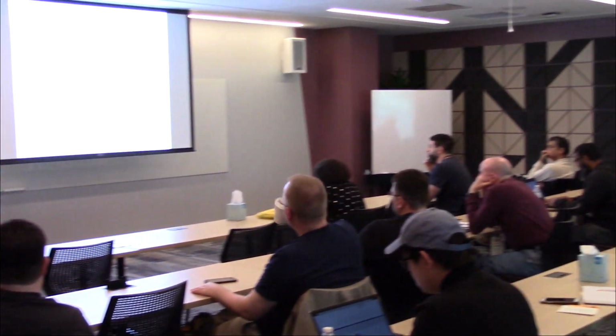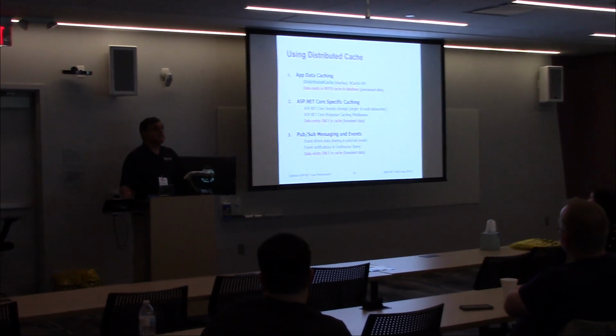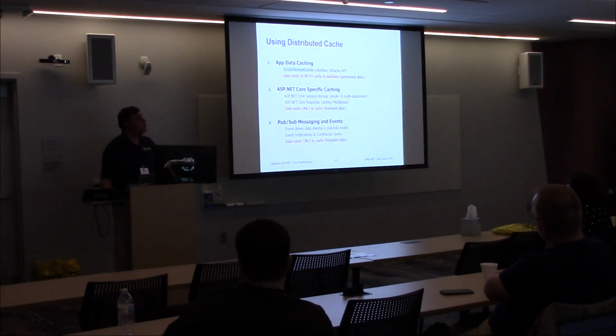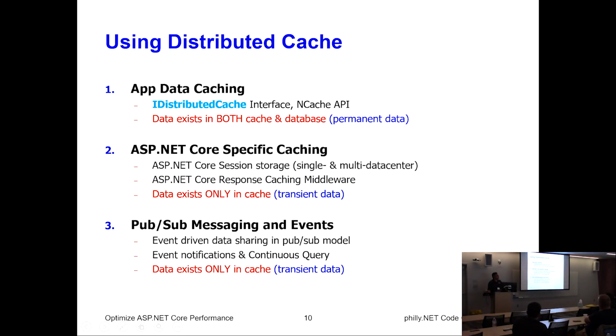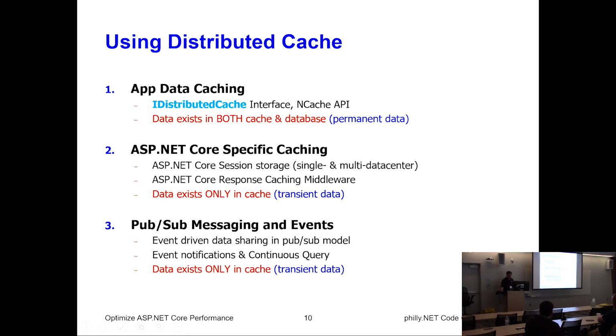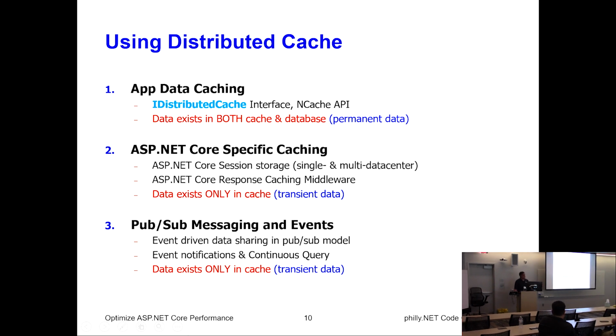And I'll go into a little bit more detail on these, but I'm just giving you an overview. The third use case is something that a lot of people don't know about, which is that you can do pub/sub messaging and events with a distributed cache. Pub/sub messaging allows multiple applications or multiple instances of your application to coordinate work with each other by sharing data, information in an asynchronous, event-driven manner.